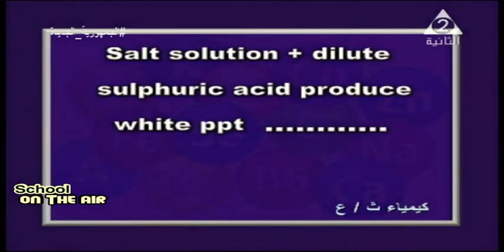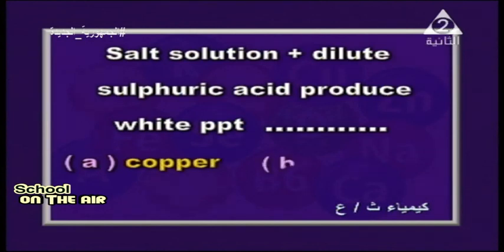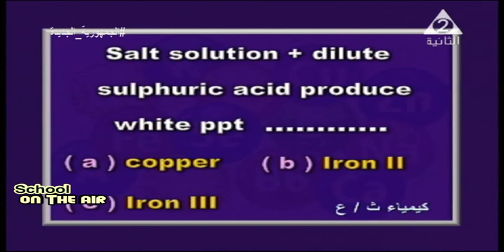Next point. The salt solution plus dilute sulfuric acid produces a white precipitate. Is it copper, iron 2, iron 3, or calcium? If you think about the cation here, yes, the answer will be calcium.